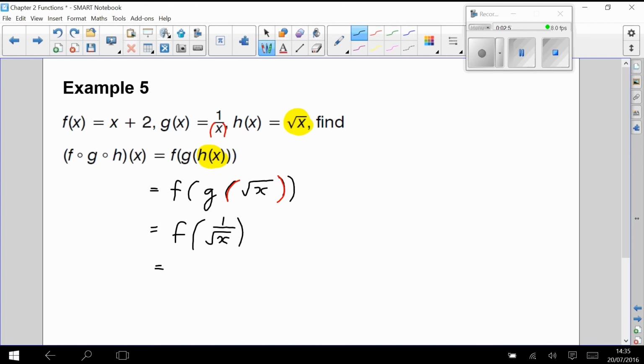I'm almost there. Finally, what I need to do is on my f graph, in the place of x, I replace it with what I found for g of h of x, which is going to be 1 over the root of x. So finally, my f of g of h of x graph, once I've completed all my substitutions, is going to be 1 over the root of x plus 2.